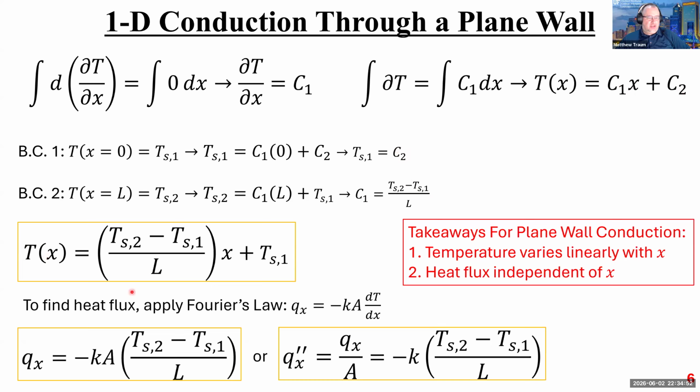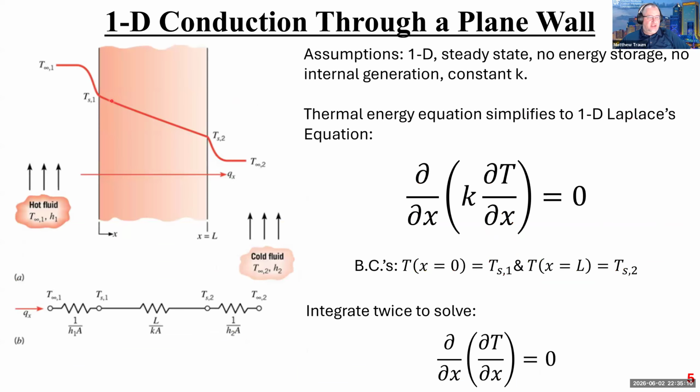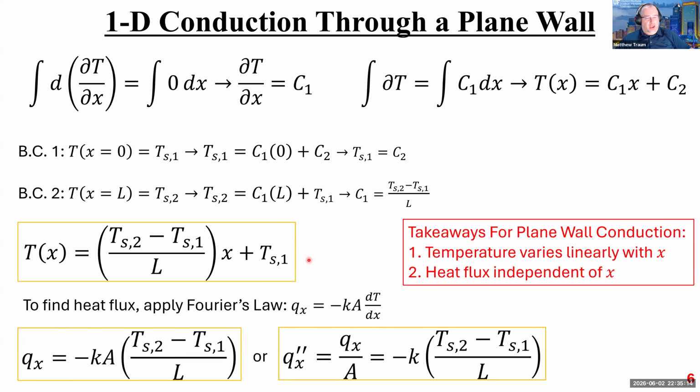So I take those values, plug them back into here, and out pops this equation, which, as I said, is just the equation of a line. It's got a slope of Ts2 minus Ts1 divided by L, and then it starts at some temperature, which is Ts1. So it starts at Ts1 and the slope just goes down.